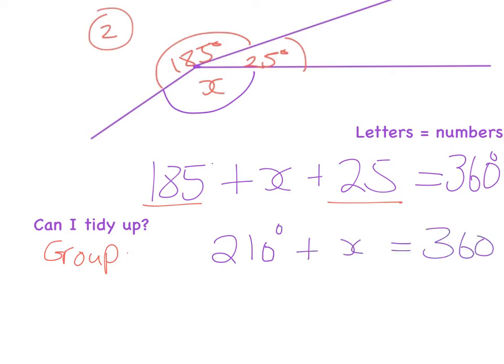Again, I want numbers equal letters or letters equal numbers. So I'm going to get rid of the 210 degrees, just like the balancing, by adding a minus 210 degrees, and what I do to one side I must do to the other. You'll notice that your 210 degrees is gone, and now I'm left with x equals 360 minus 210. You can use your calculators for this one, but it should be 150 degrees.